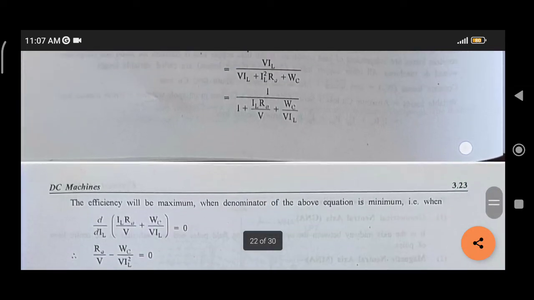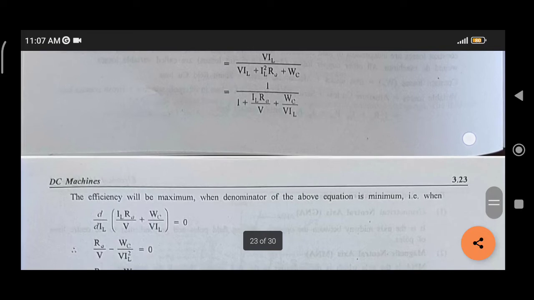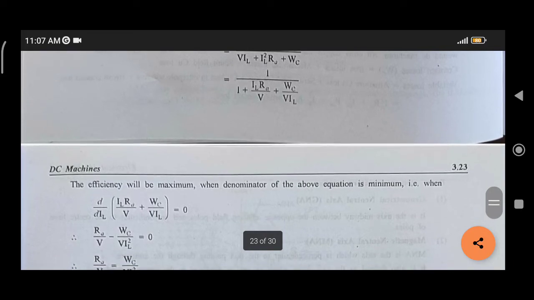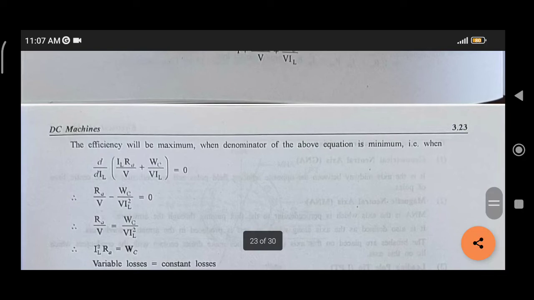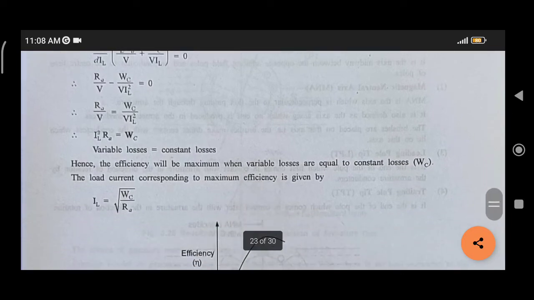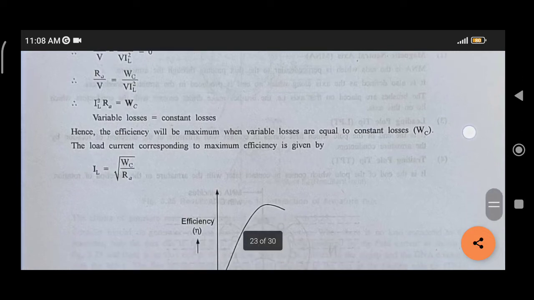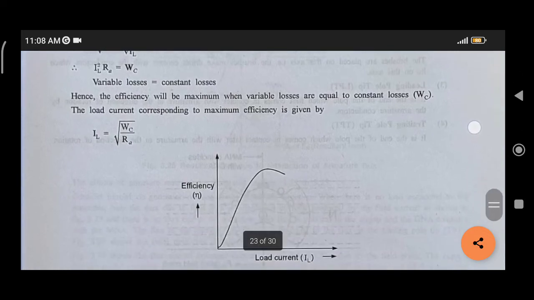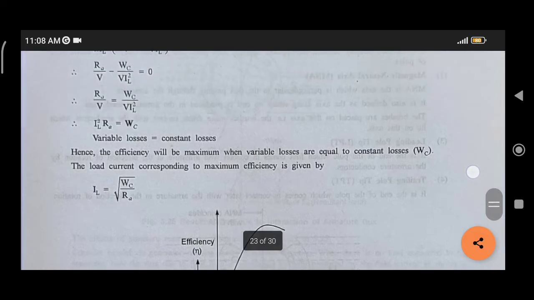Now differentiate the denominator with respect to IL. Efficiency will be maximum when this denominator becomes a minimum. If we differentiate with respect to IL, we get this result, and finally we find that IL square Ra is equal to Wc. It means that if the variable losses are equal to the constant losses, in that situation we get the maximum efficiency. So this is the condition for the maximum efficiency.